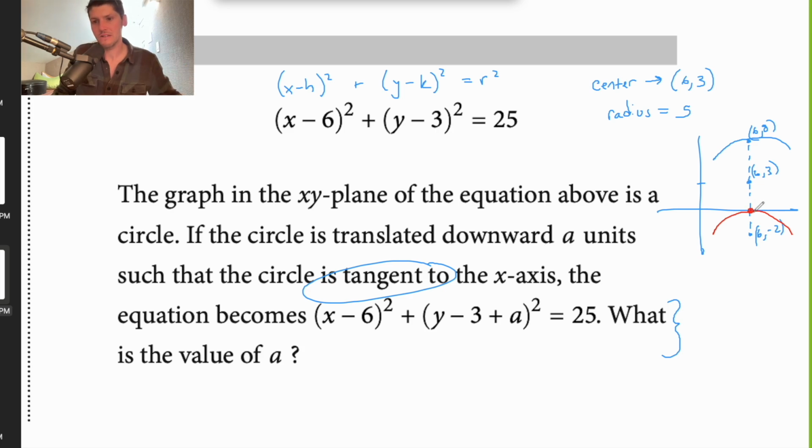So a tangent here means it touches the x-axis once, and we're translating downward. So instead of bringing (6, -2) up, we're bringing (6, 8) down to (6, 0).